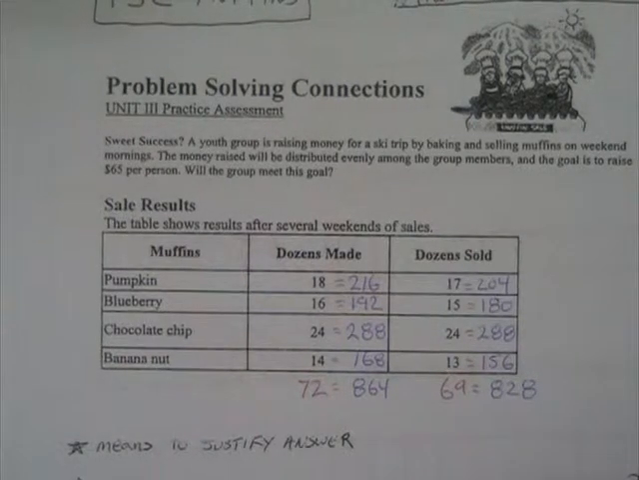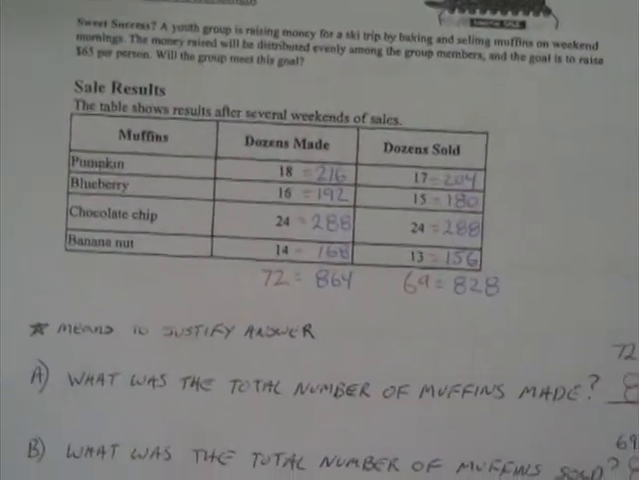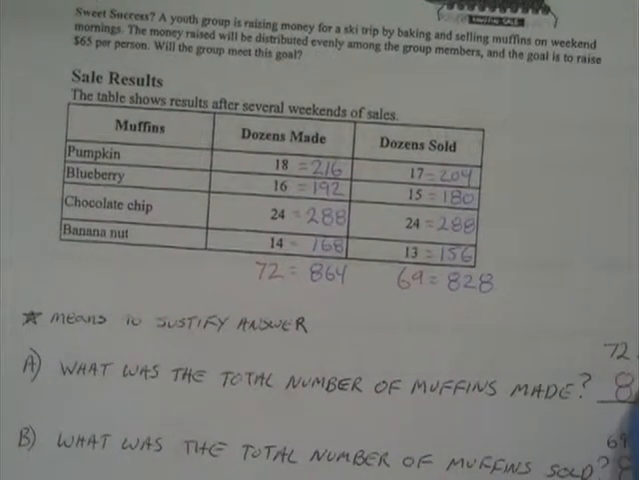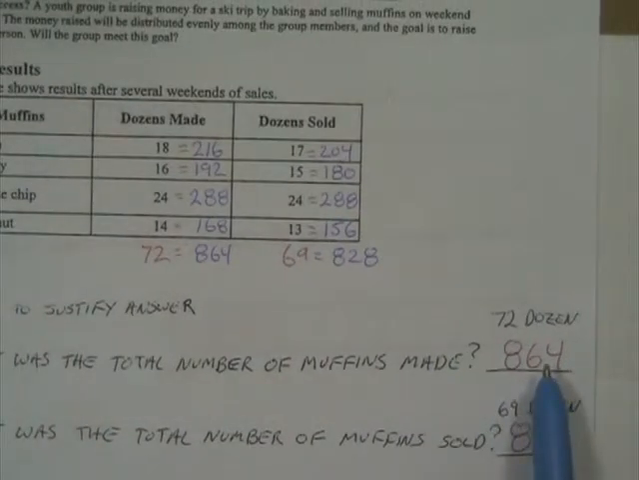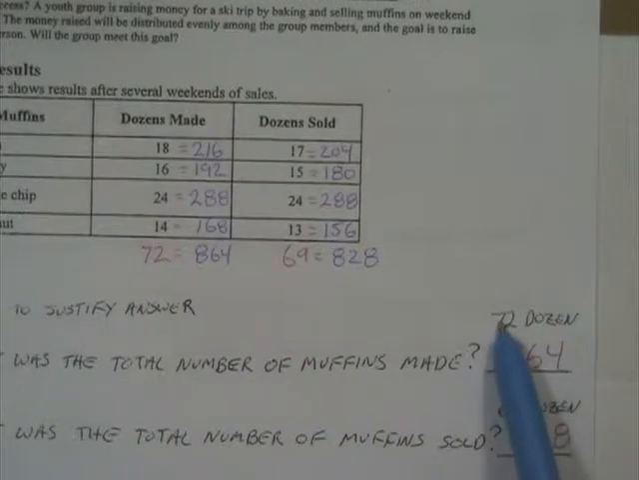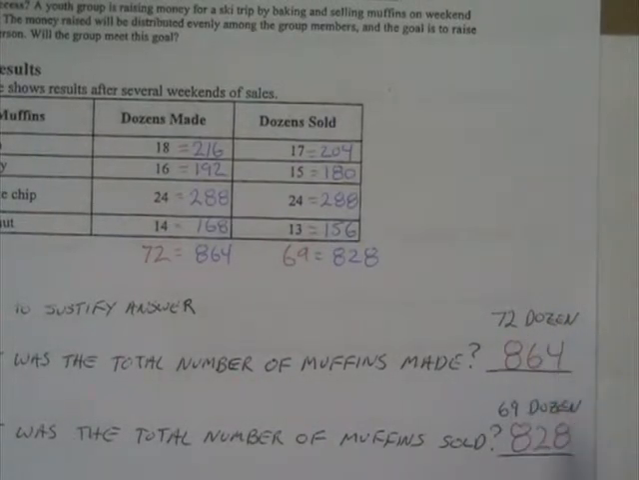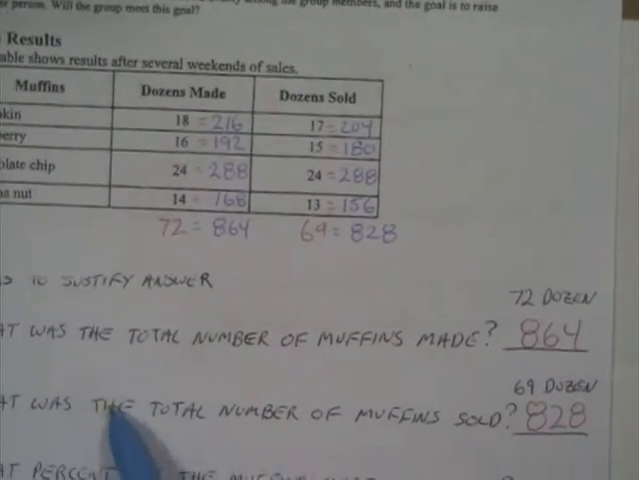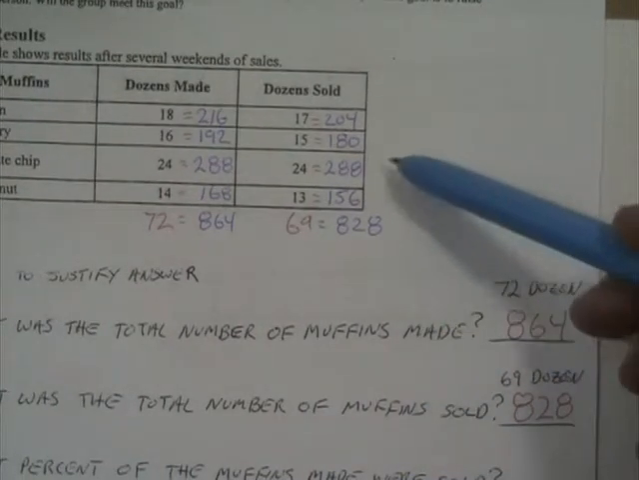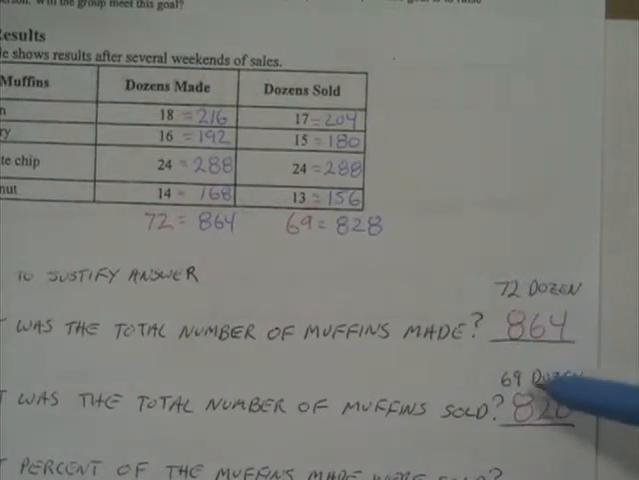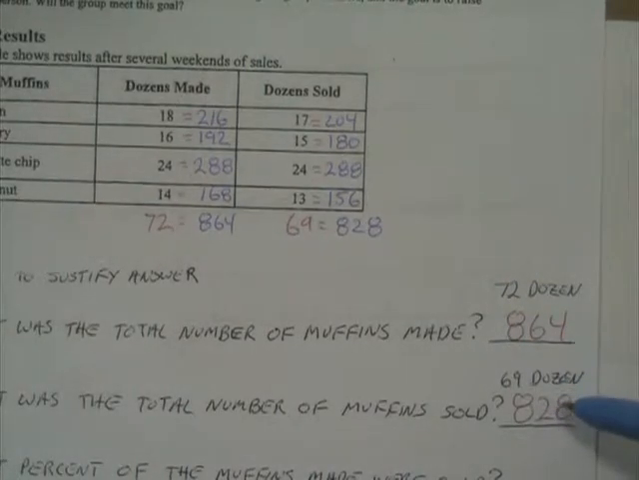So the next question, letter A, says, what was the total number of muffins made? Well, there was 864. 864 were made, or you could have put 72 dozen. But remember, it's not 72, it's 72 dozen. And the other question, what was the total number of muffins sold? Well, there was 69 dozen, or 828.